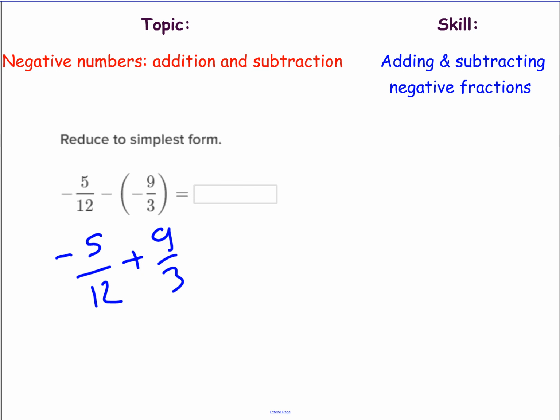To add and subtract, you must always have a common denominator. So this is negative 5/12. I've already decided 12 is the good common denominator to use, right? So 12 and 3. What do I multiply 3 by to get to 12? The answer is I multiply it by 4. So 9 times the same 4 is 36. I'm going to show you this in this example, but in the rest I'm not.